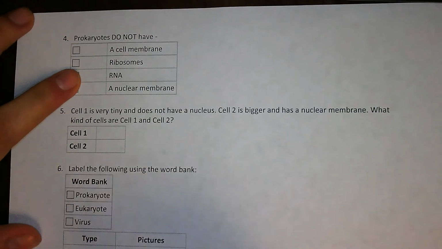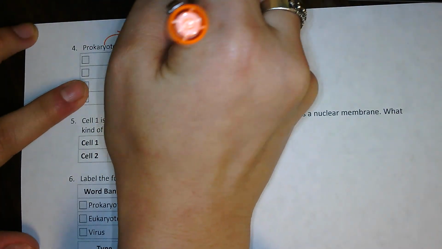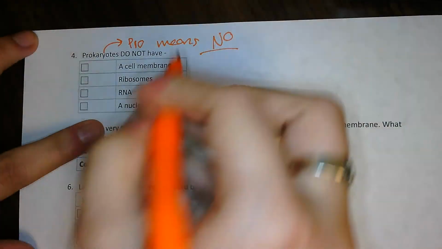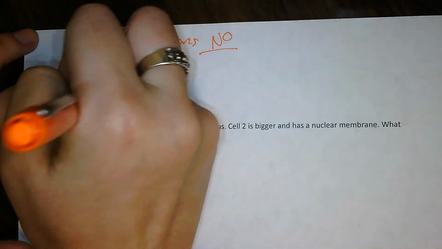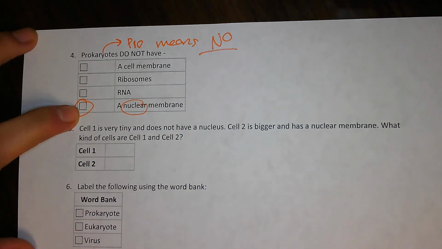Moving on. Number 4. Prokaryotes do not have. Here, pro means no. Pro means no nucleus. So you have to find the one that says nucleus. Here we have nuclear membrane. That is the same thing as a nucleus. Prokaryotes do not have a nuclear membrane.